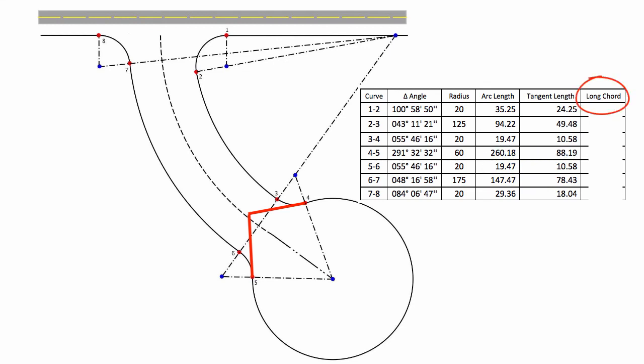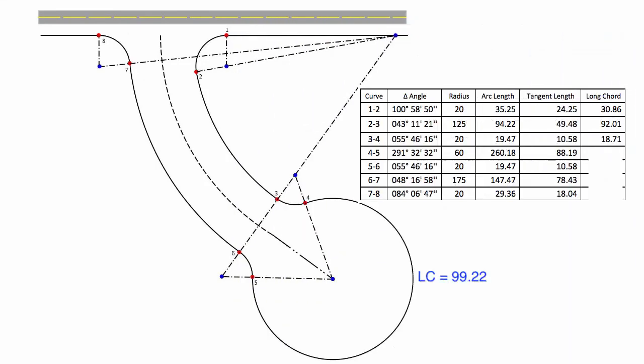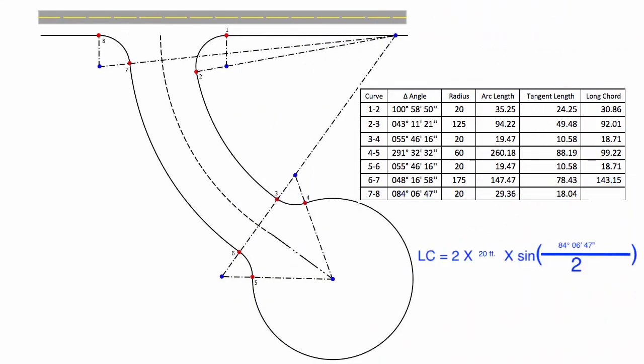The long chord lengths are calculated using the formula for the long chord given the radius and the delta angle. The various delta angles and radii are inserted into the formula to calculate the long chord lengths. The values for the long chord lengths are inserted into the table. This completes the values for the cul-de-sac.